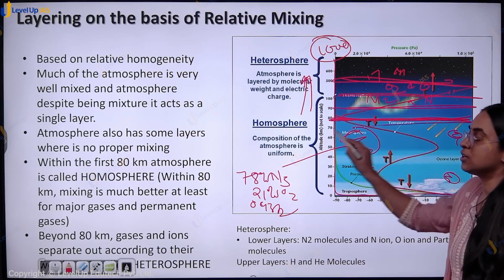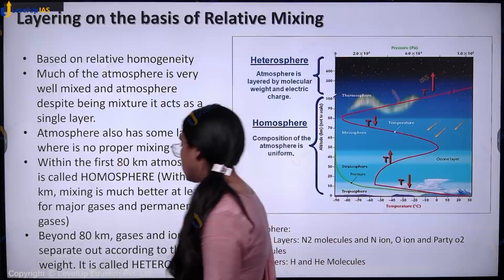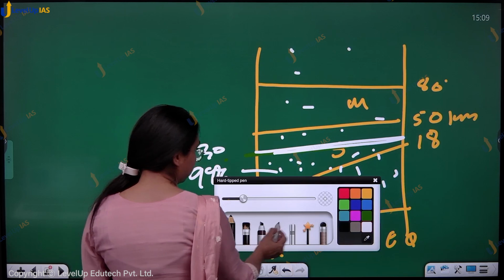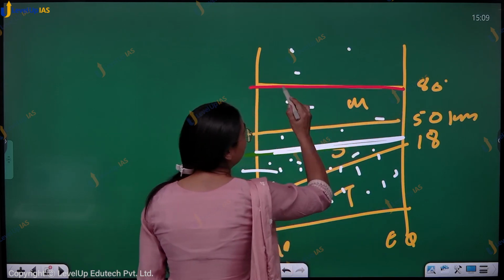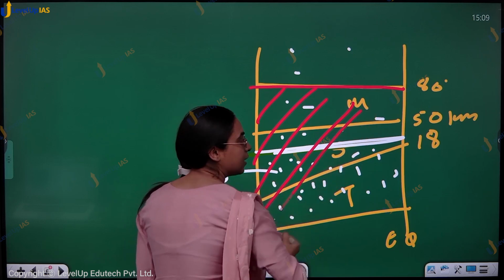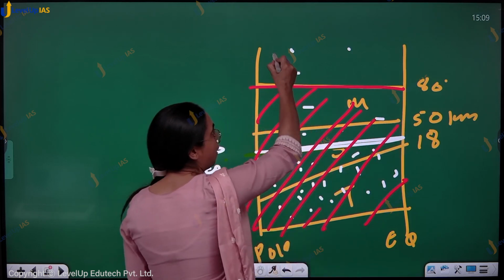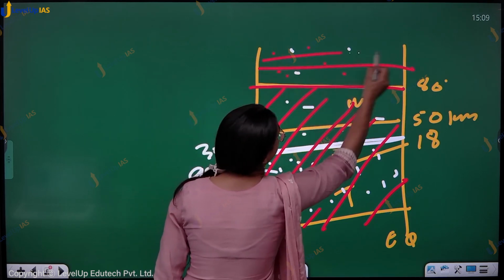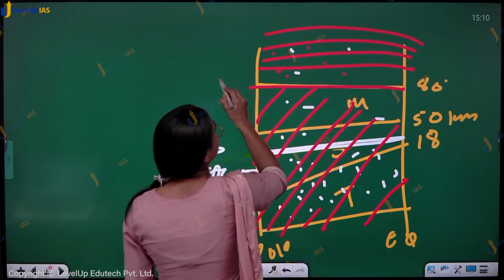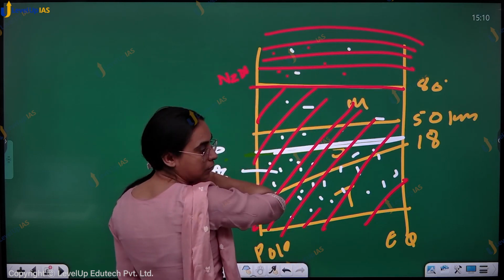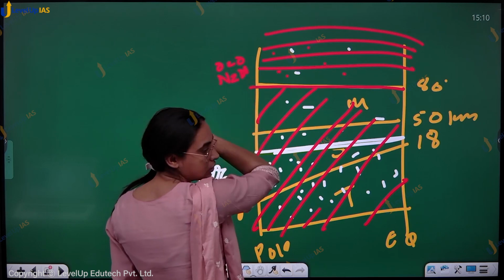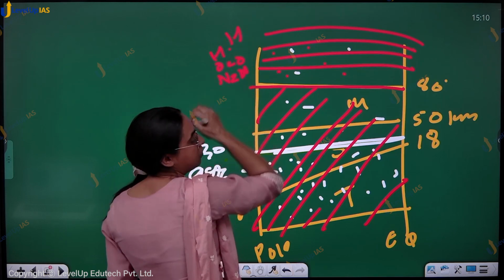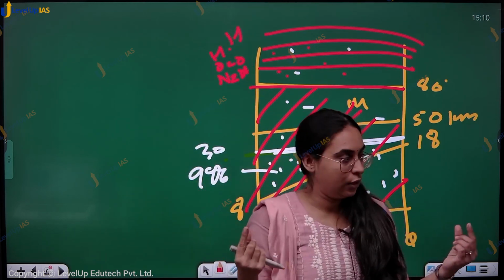So up to 80 kilometers, you can say your atmosphere is what? Up to 80 kilometers, my atmosphere is homosphere, one single sphere. Above 80 kilometers, the gases have separated into layered form based on the molecular weight. Nitrogen atom and nitrogen gas. Oxygen and oxygen gas. Oxygen atom, oxygen ions. You have hydrogen ions. You have helium ions. This is what you call as ionosphere.